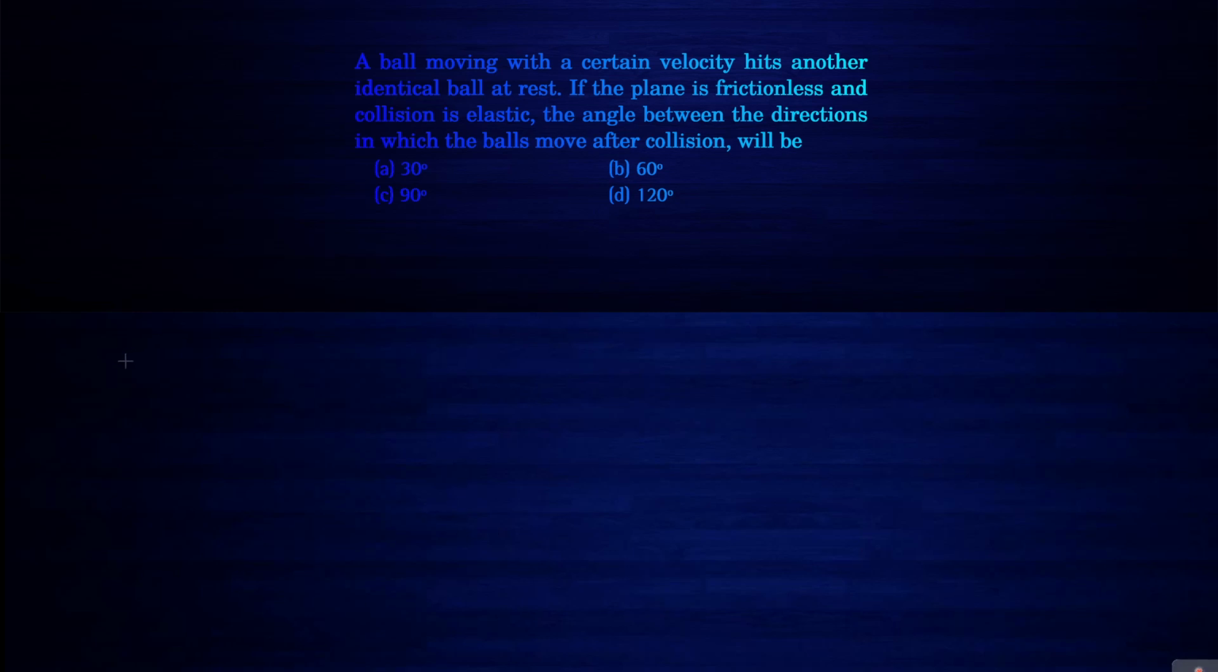Okay, a ball of mass m is moving with certain velocity. Let us call that velocity v1 bar. This is another ball of mass m which is stationary at t equals 0. So this is m, this is m.